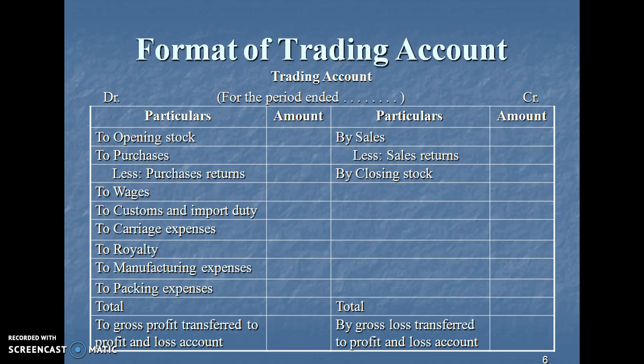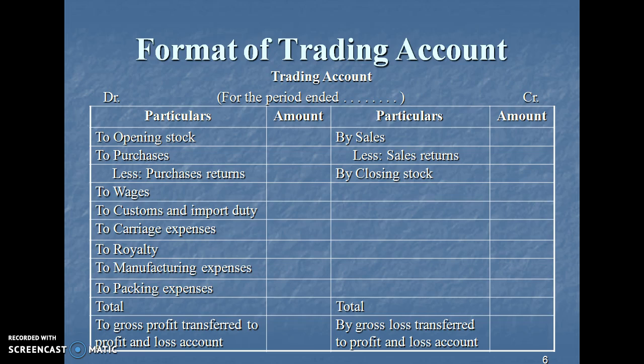This is a format of trading account as earlier explained in the ledger. The left hand side is the debit side, the right hand side is the credit side. Now come to the debit side where all the expenses will be shown. As we have earlier done, debit all the expenses, credit all the revenues. So all the expenses will come in the debit side and all the revenue will come in the credit side.